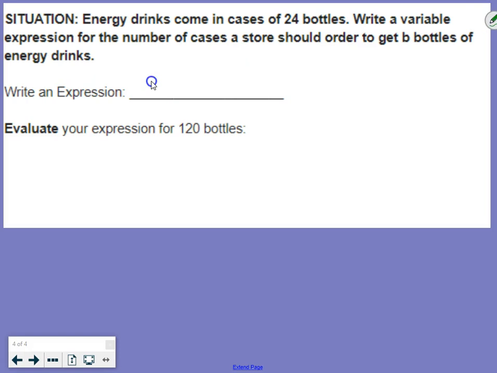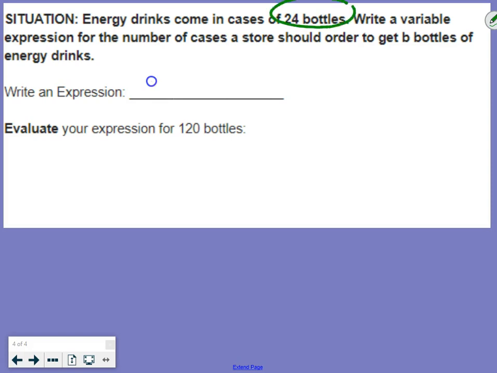All right, the last question is the situation. Energy drinks like Rockstars, Monsters, Red Bull gives you wings, come in cases of 24 bottles. Write a variable expression for the number of cases a store should order to get B bottles of energy drink. So we first have to write an expression. So if we needed 720 bottles, we would need to know how many cases we can get.